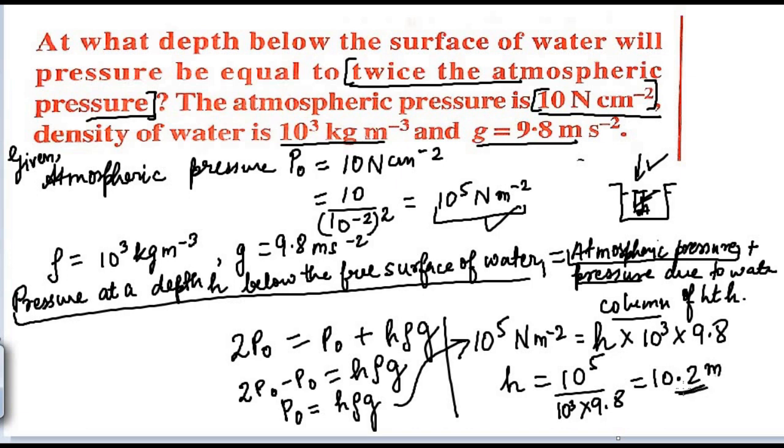That means if I go at the depth of 10 meter below the free surface of water, the total pressure over there is twice the atmospheric pressure. The total pressure at that point is twice the atmospheric pressure. Right? Have you understood the way I have solved? Now moving to the next question.